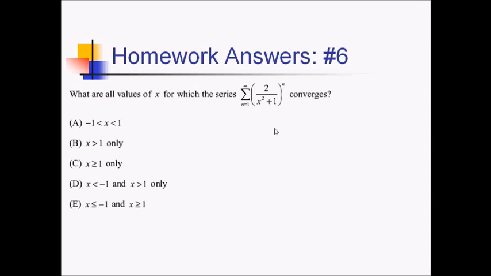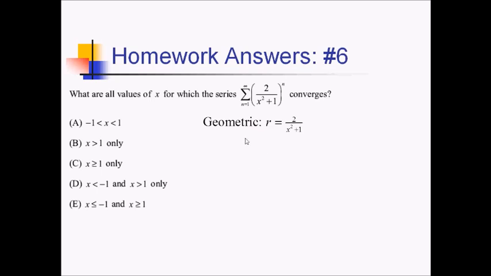On this problem, we want to know what values of x this series converges for. First thing I pick up about this series is that I've got a geometric series. This 2 over x squared plus 1, this is all one big constant that's being multiplied by over and over again. So I actually have a geometric series with an r value of 2 over x squared plus 1.